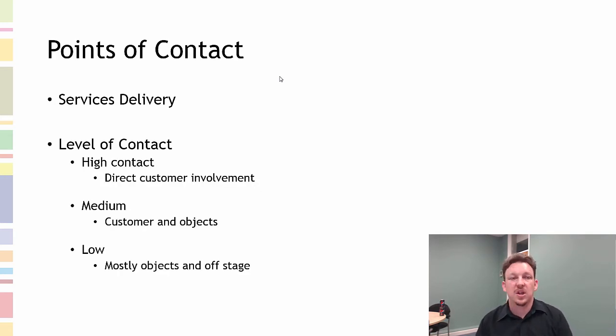Points of contact, another division. I've mentioned this a couple of times, the level of contact, the high, medium, and low contact. High contact is where there's direct customer involvement. The tutorials are huge for this. They are the high contact point because there's direct interaction. Medium is where there's customers and objects. There's an interplay.